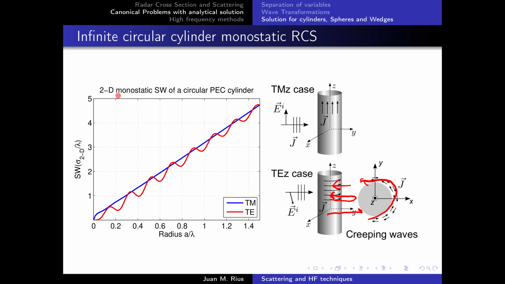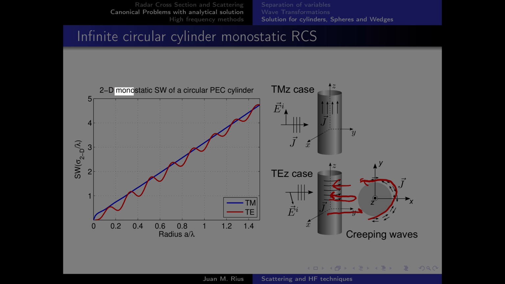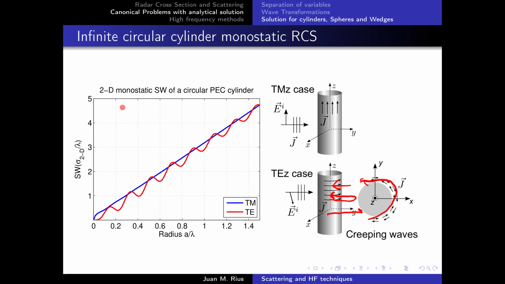I say back scattering direction because this is a graph of monostatic RCS. Very important, monostatic RCS. So it's a backscattering case, and we see the graph versus the radius of the cylinder. So essentially, this graph just shows us that the high frequency formula, two-dimensional cross section equal to pi a, is quite good even for a small radius.